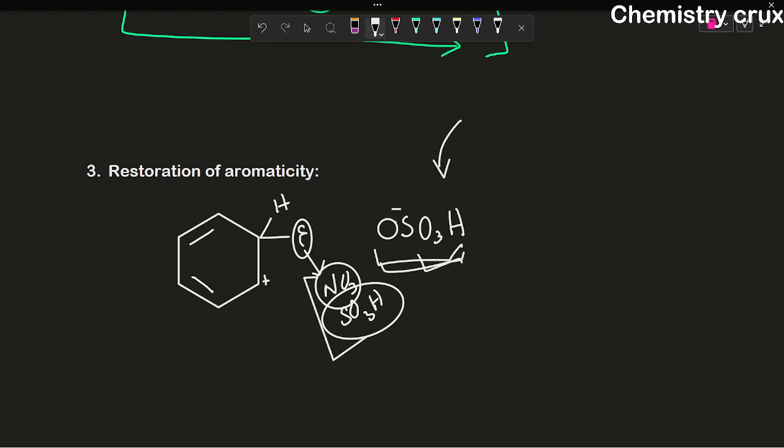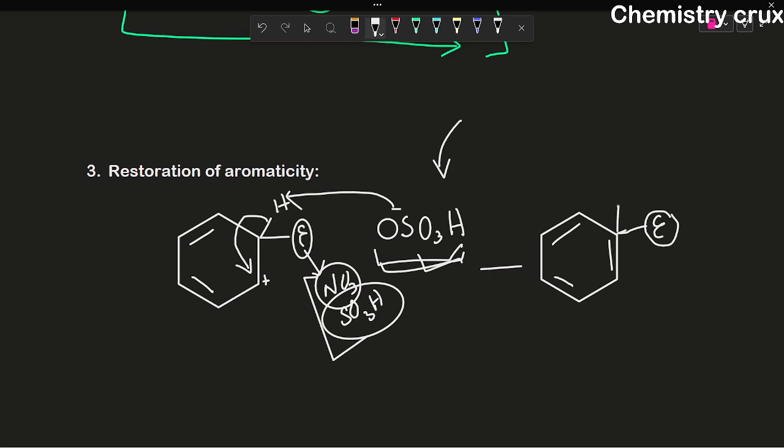Fine. So now what happens is this proton, and this electron pair comes to this bond. So aromaticity is restored, and we see something like this. We have this electrophile here, and now you can see there is no hydrogen. This electrophile has replaced or substituted the hydrogen that was originally present here. That's why it is called a substitution reaction, and the electrophile has come in, so it's an electrophilic substitution reaction.